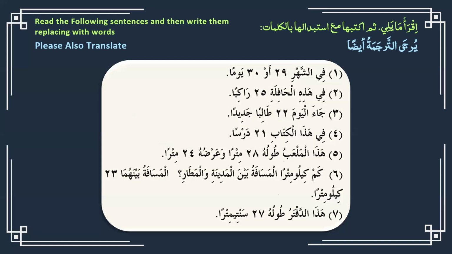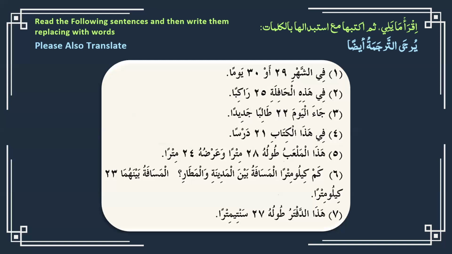Okay, Sister Naila, number 4 to 7 for you. في هذا الكتاب 21 درسا. Sorry, I didn't translate. In this book, there is 21 lessons. Yeah. The correct way, of course, to say this is this book has 21 lessons. Yeah, this book has 21 lessons.